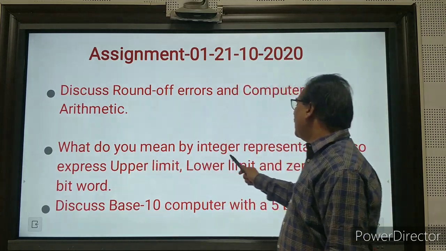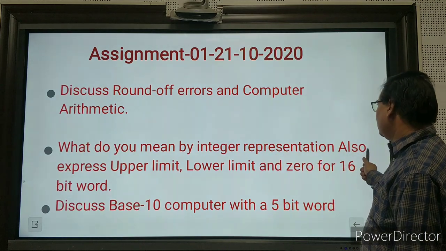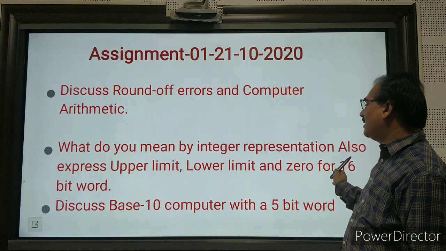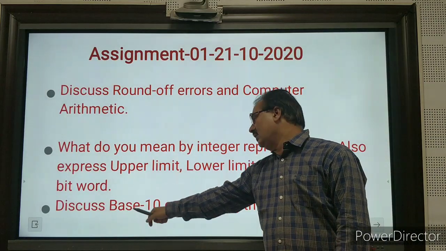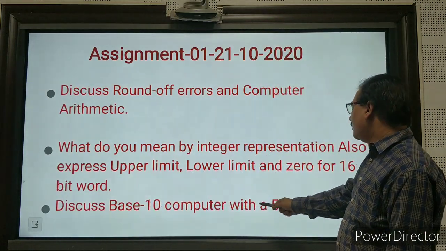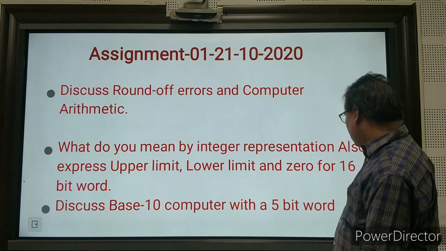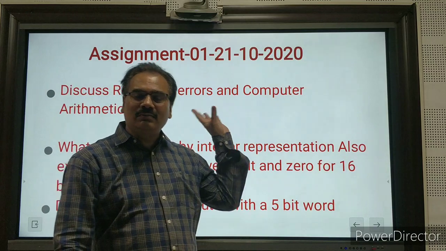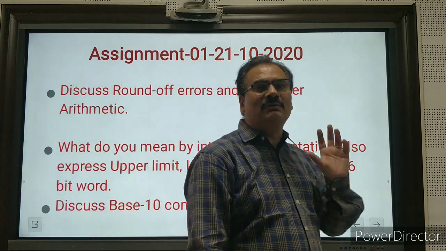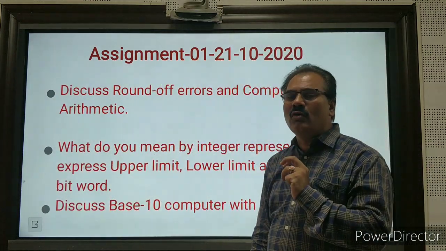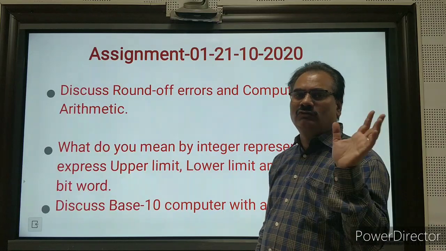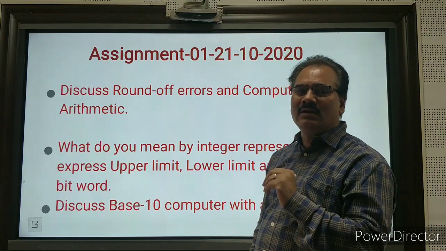What do you mean by integer representation? Also express the upper limit, lower limit, and 0 for a 16-bit word. And discuss a base 10 computer with a 5-bit word. You can say the place value system. Before all these, the basic is always the place value system. You have to write ones, tens, hundreds, thousands; in that form you have to write the numbers.